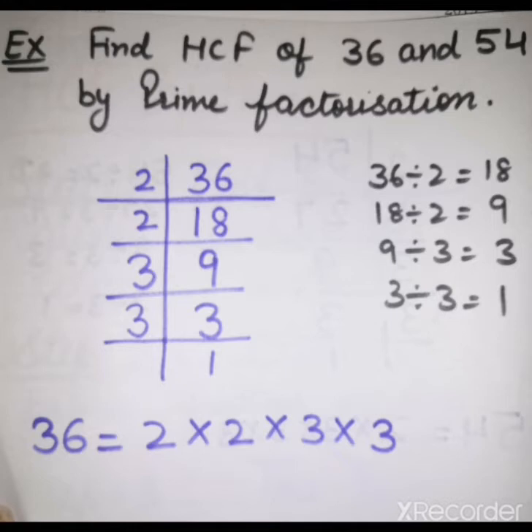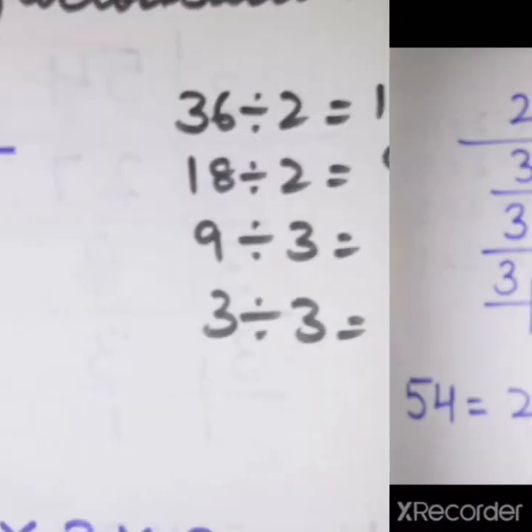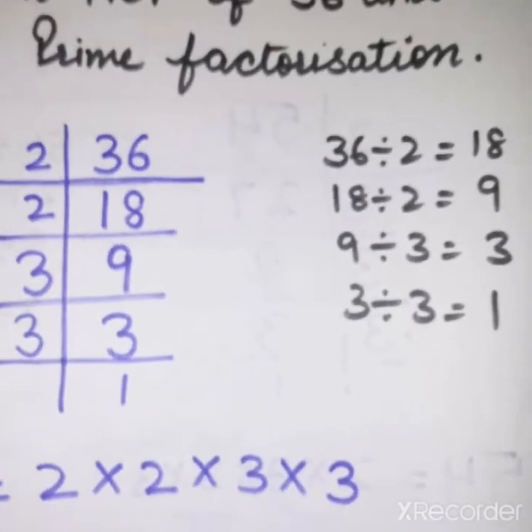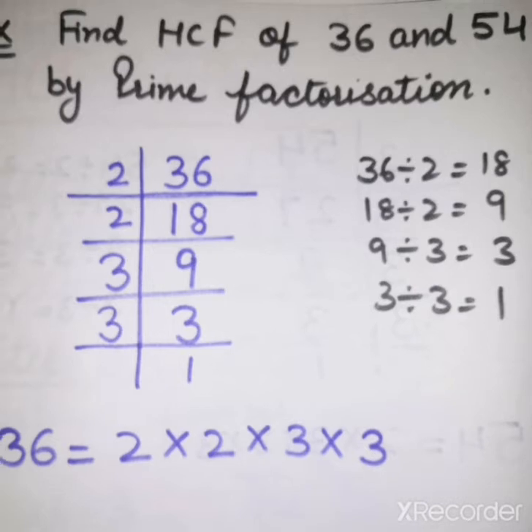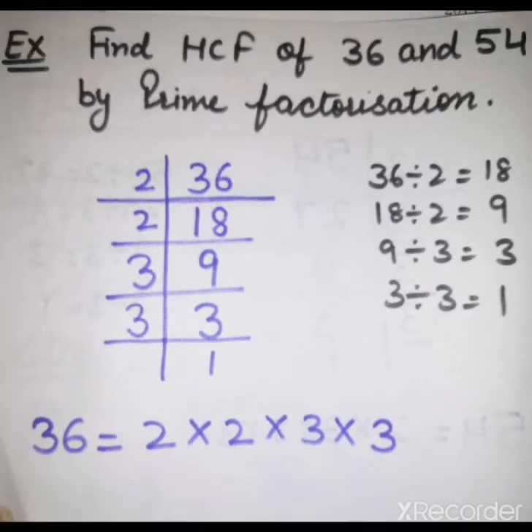Students, you know 36 is an even number. So we divide 36 by the lowest prime number. So lowest prime number is 2 here. So what we will do? We will divide 36 by 2 and we get 18. And then we divide 18 by 2 and we get 9. And you know that 9 is not an even number. It is an odd number.